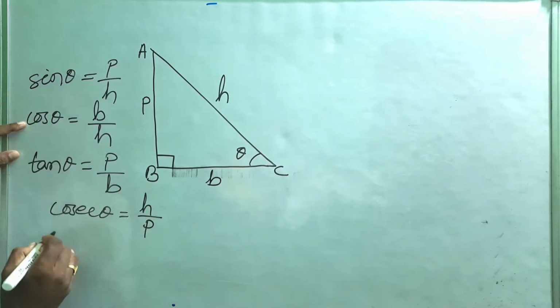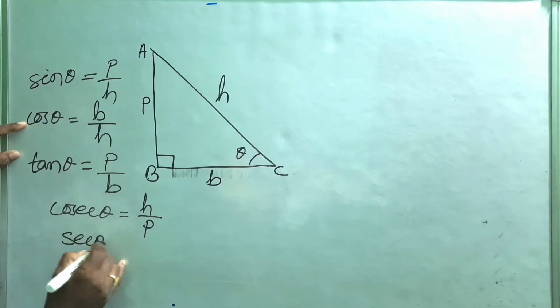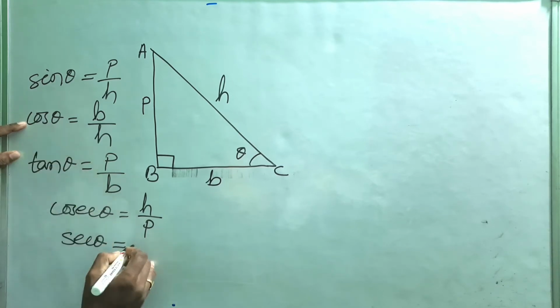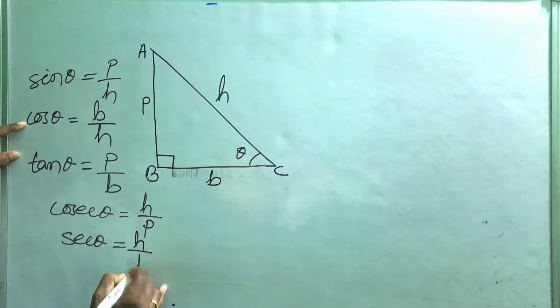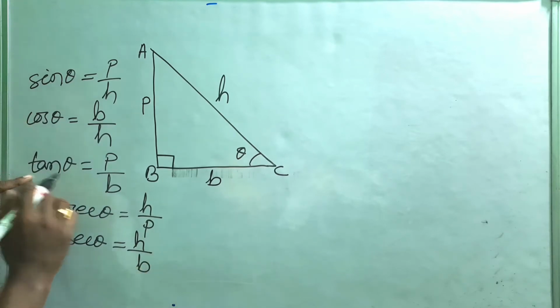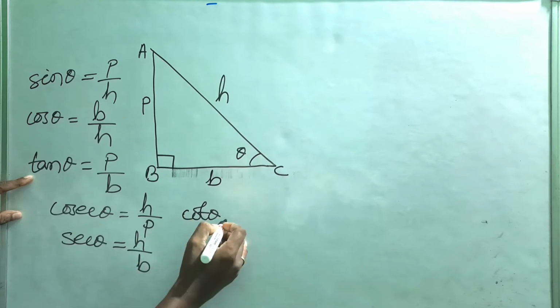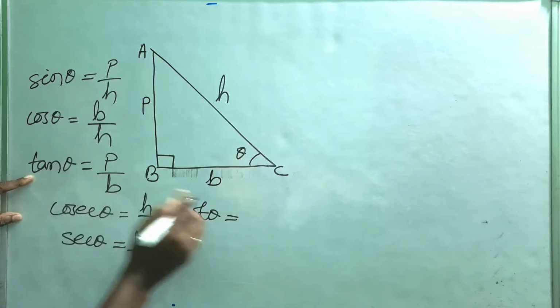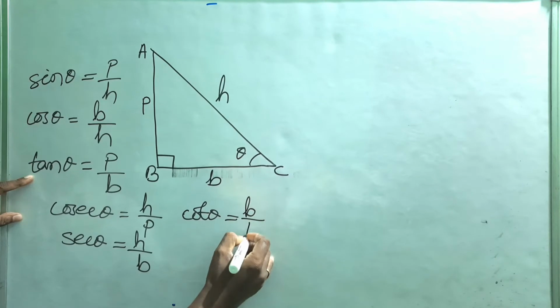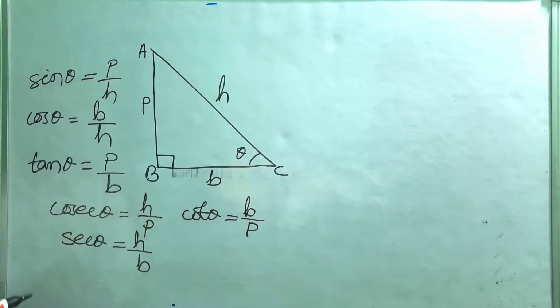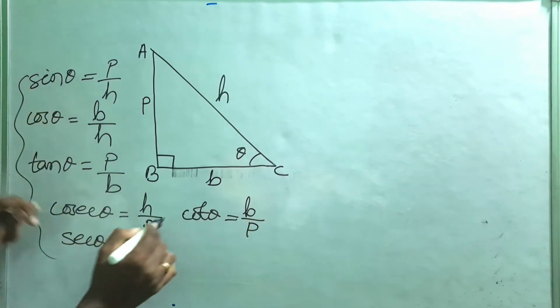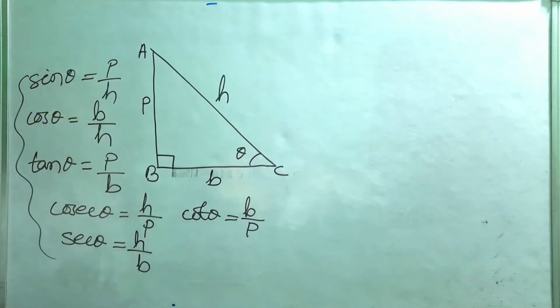Okay. Then sec theta. You know sec is the reciprocal of cos. So it will be h by b. Okay. Then if we take cot theta, it will be the reciprocal of tan theta. So it will be b by p. Okay. Now these are the 6 trigonometric ratios.